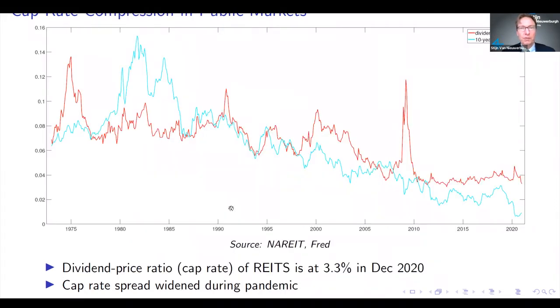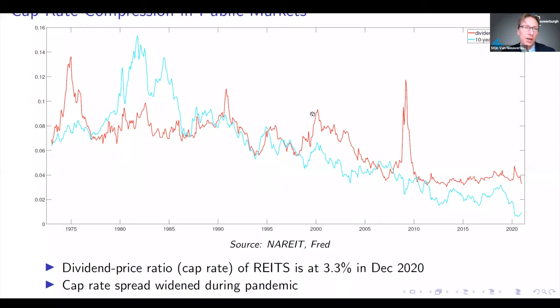The same picture of cap rate compression emerges when we look at public real estate markets, at the REIT market. The red line here plots the dividend to price ratio on the index of all REITs. It's a series of equity REITs from NYU. And what you can see is the same kind of cap rate compression starting in 2000 to 2020. That's the period I showed you before with the data from private transactions from Real Capital Analytics. Here I'm showing it for REITs.